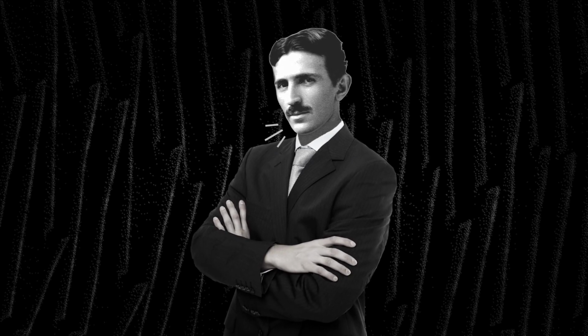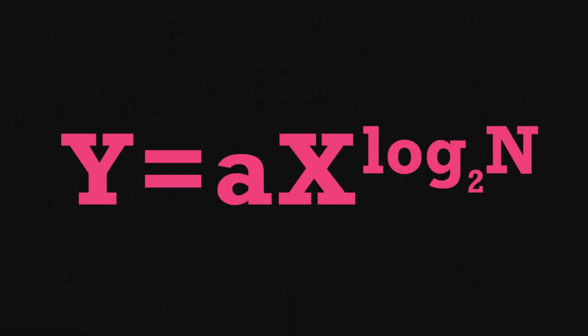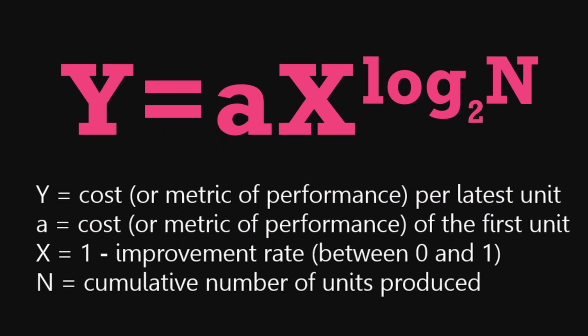However, I want to create a formula for Wright's law in which this improvement rate is explicitly part of the equation, as I believe this is more useful for investors and analysts. This formula is also exceedingly simple: y equals ax to the log base 2n. In this formula, x equals 1 minus the improvement rate, and as such is always between 1 and 0. This means as n increases, the cost of the latest unit decreases.